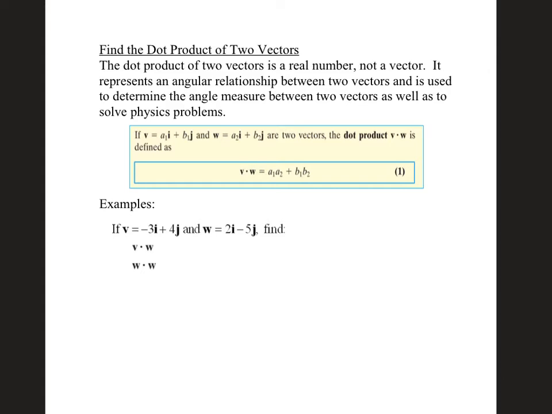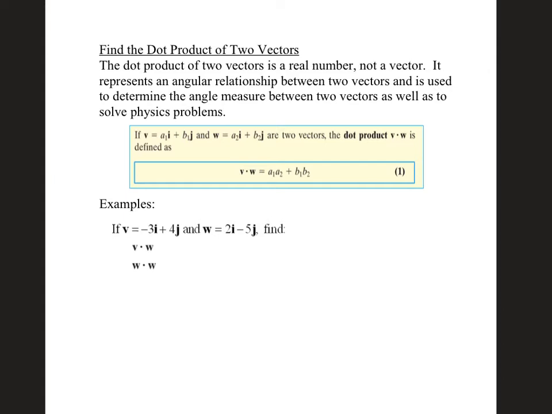So what you do is you multiply the i components and you multiply the j components and you add them together and you get a real number. That's your dot product. Remember that the i and j components represent the x direction and the y direction for that vector. So the first thing we're going to do is we have vectors v and w, and we're going to find v dot w.